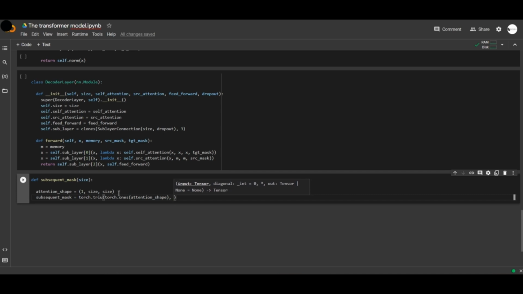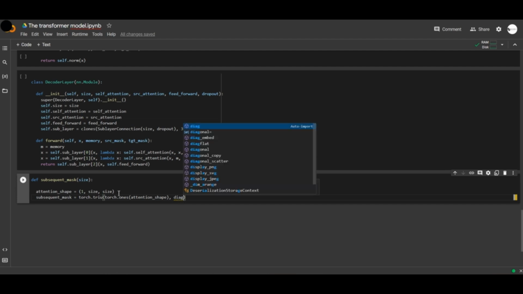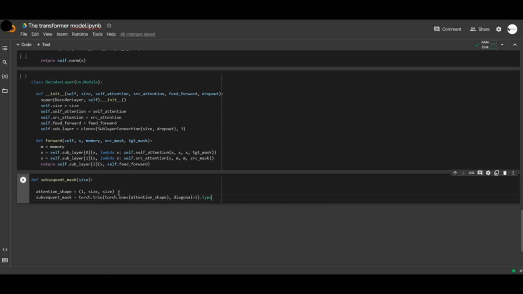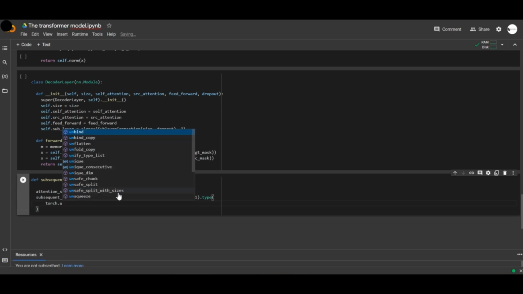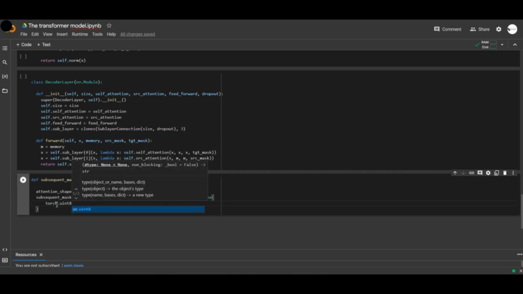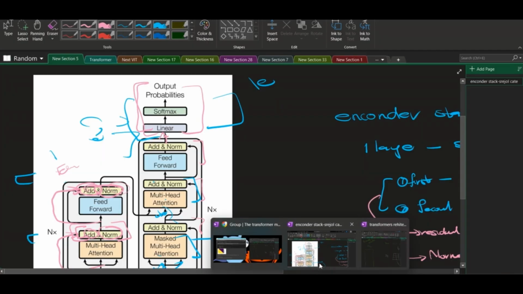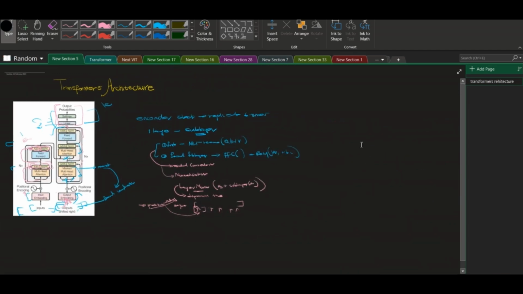Then we're going to apply this function also, diagonal equals 1. Diagonal, don't worry, I'll explain everything here. So we say dot type, we have torch dot uint8, int8. Okay, so essentially here we can think of this, let me just scroll down.